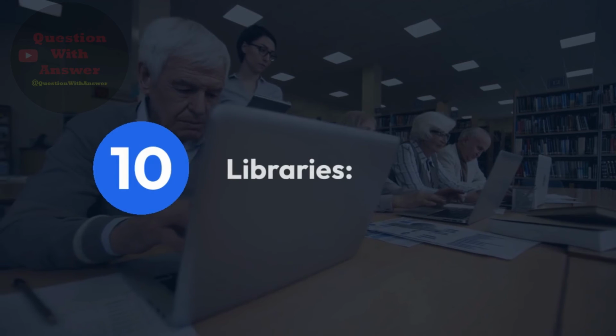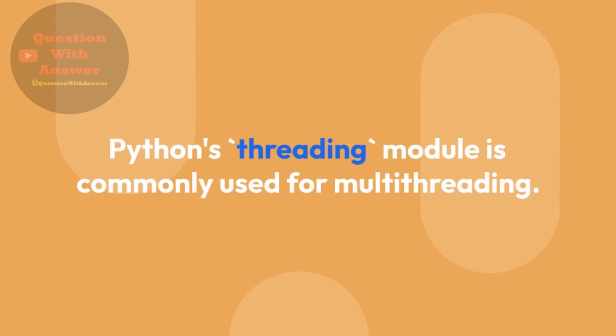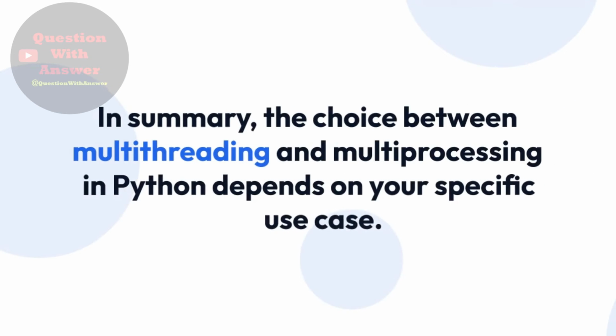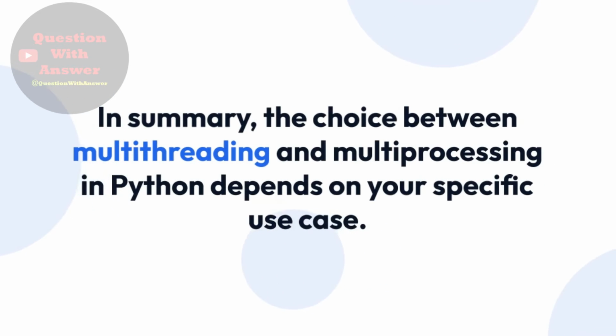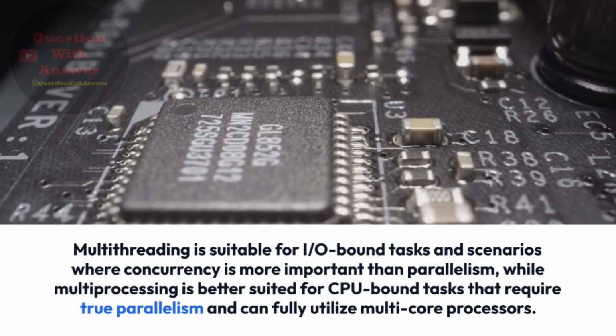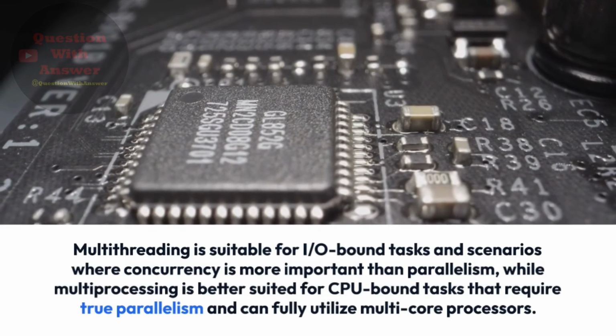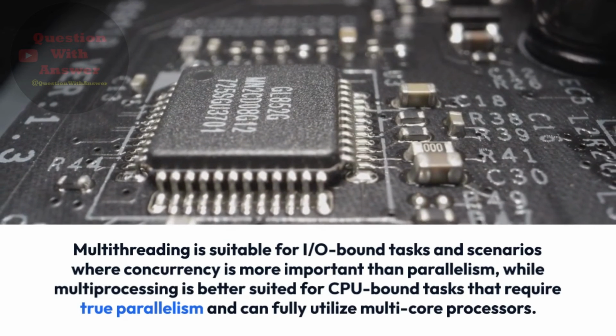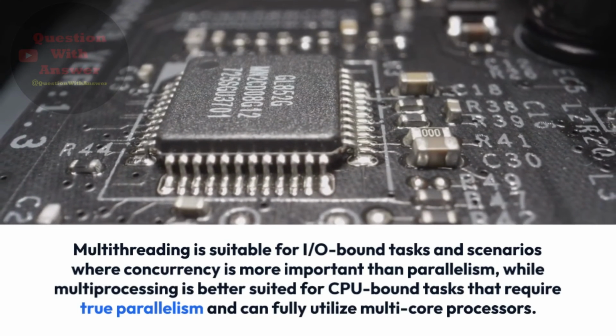10. Libraries. Python's threading module is commonly used for multithreading, while the multiprocessing module is the primary choice for multiprocessing in Python. In summary, the choice between multithreading and multiprocessing in Python depends on your specific use case. Multithreading is suitable for I/O-bound tasks and scenarios where concurrency is more important than parallelism, while multiprocessing is better suited for CPU-bound tasks that require true parallelism and can fully utilize multi-core processors.